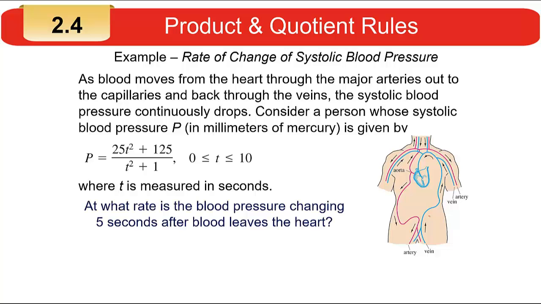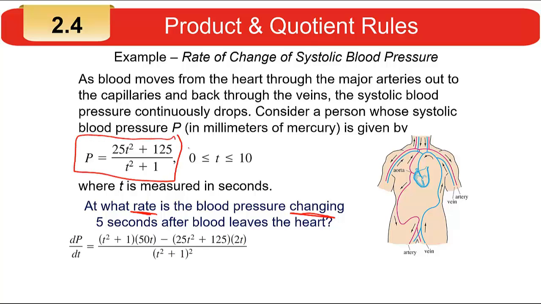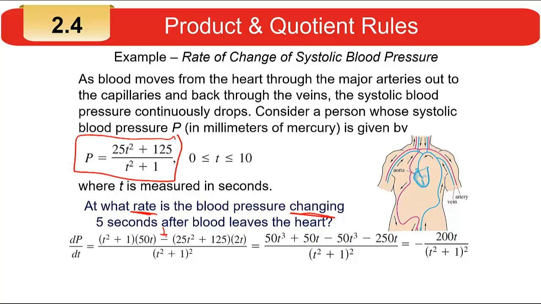The question is, at what rate is the blood pressure changing 5 seconds after the blood leaves the heart? So we're looking for a rate of change. That's a derivative. So that means we want to take the derivative of this quotient. So we use the quotient rule. Straightforward application, high d low minus low d high over low low. Multiply through the parentheses, being really careful about this minus sign right here. Simplifying the numerator, you'll get negative 200t over the quantity t squared plus 1 squared.